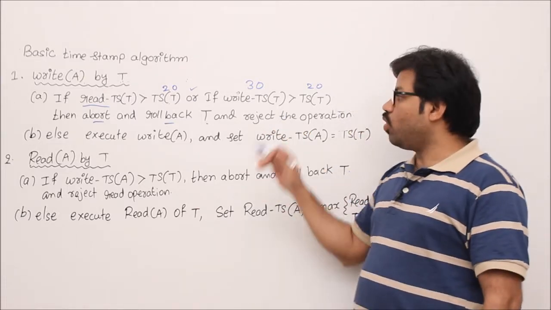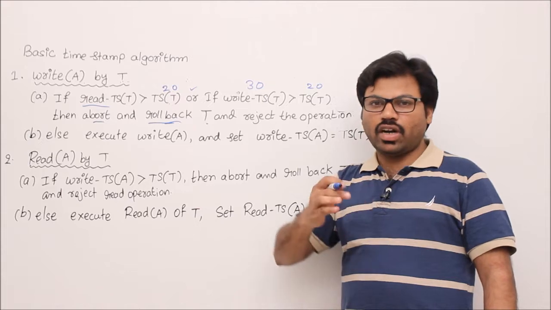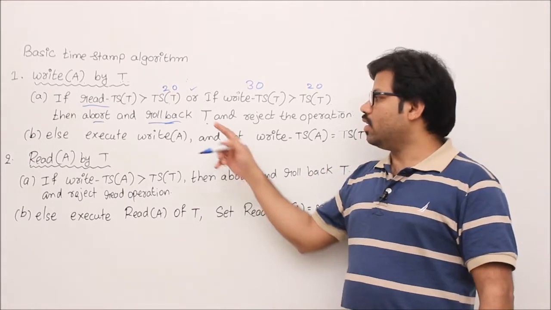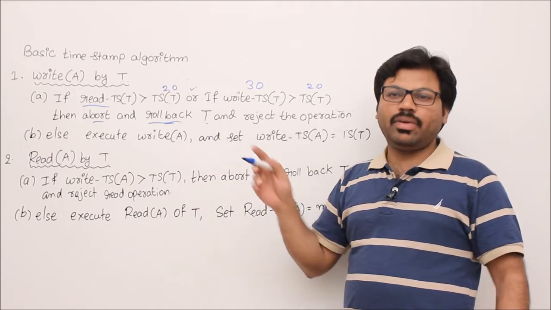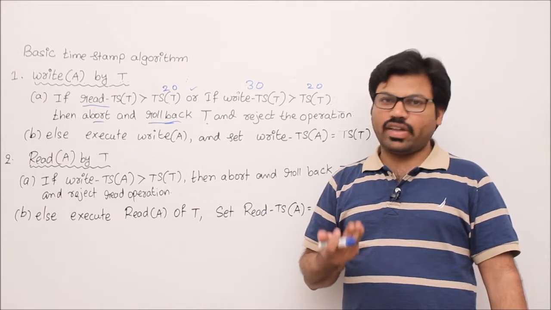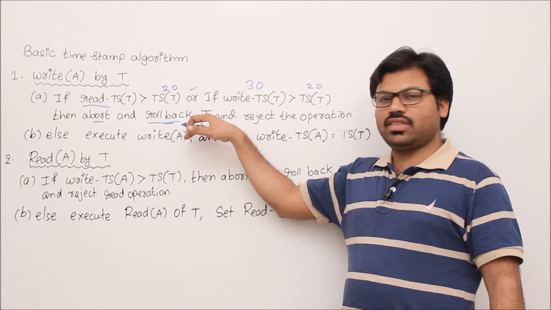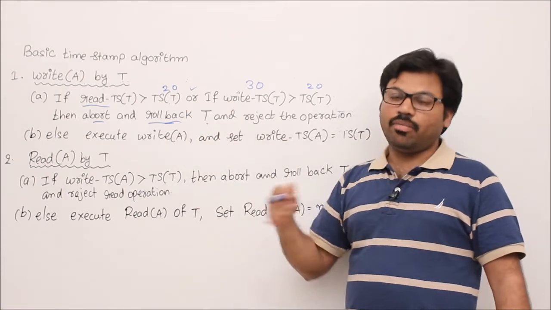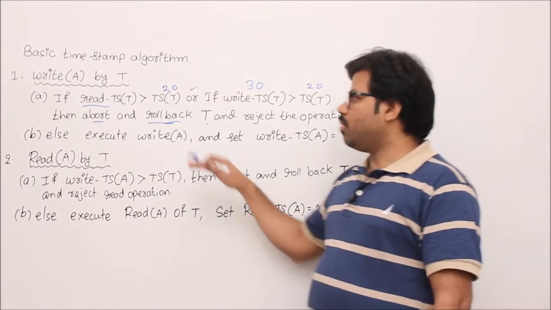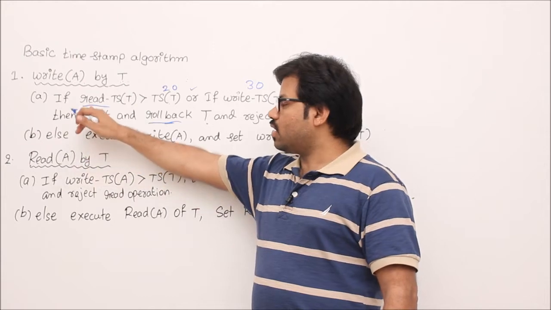And we reject it. And one more thing you remember: rollback means we cancel the transaction, and at the same time whatever it did throughout its execution, that entire thing will be reverted. Example, if it does A equal to A plus 10, we do A equal to A minus 10. That means whatever effects your transaction T made to your database will be reverted. Understand? So that is about the write condition. Now we'll see the else part.